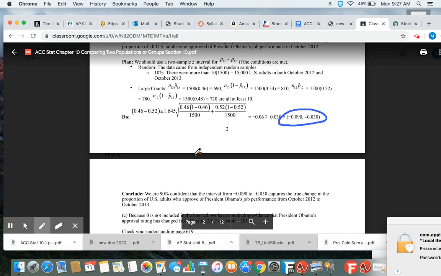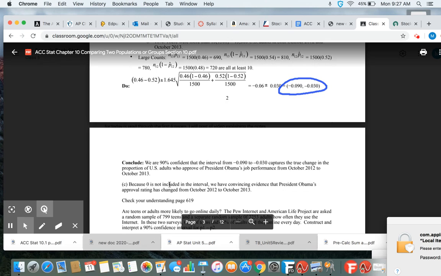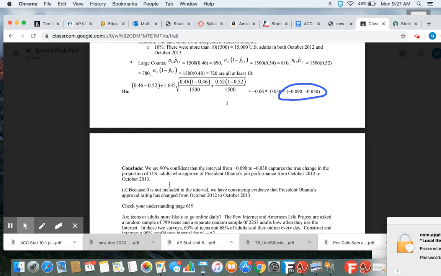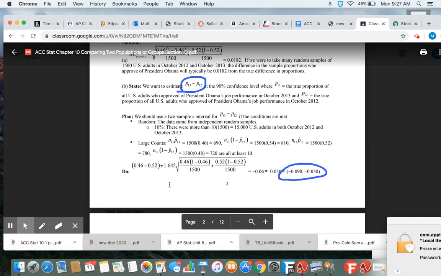But once we get our interval, we can come up with a conclusion. We're 90% confident the interval from negative 0.09 to negative 0.03 captures the true change in proportion of U.S. adults who approve of President Obama's job performance from October of 2012 to that of 2013. All right, so we definitely have to write that sentence as our concluding sentence.